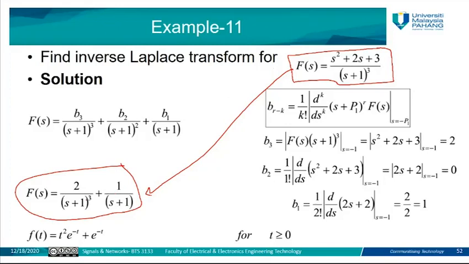If I ask you to find the inverse from the table for this function, you will not be able to find it. If you apply the integral method and you are good in integration, you can calculate this one by using the integration method. But if you are not good, it is better to find the partial fraction, and this is the common method that we use for the inverse Laplace transform. You find the partial fraction, then each part from this partial fraction will be converted into the time domain from the table directly. Any question until here?